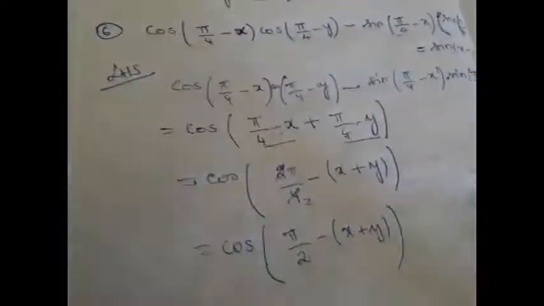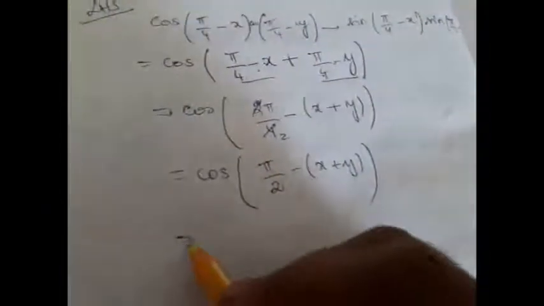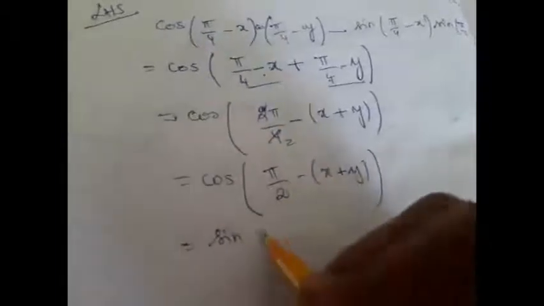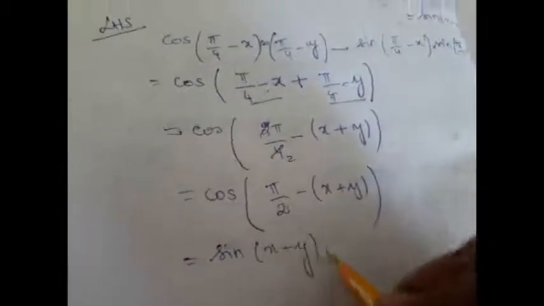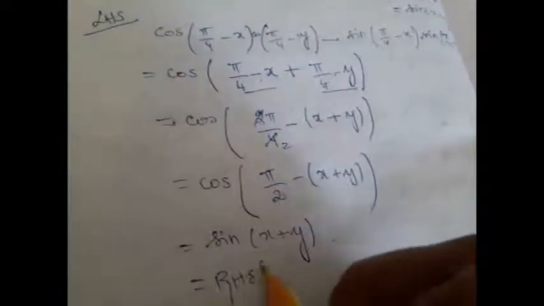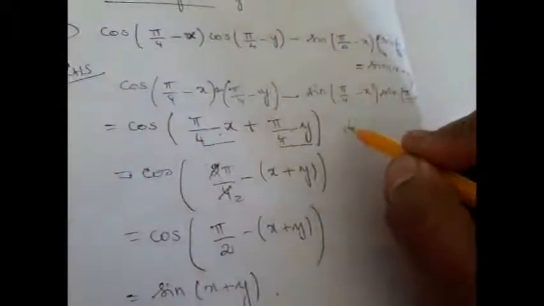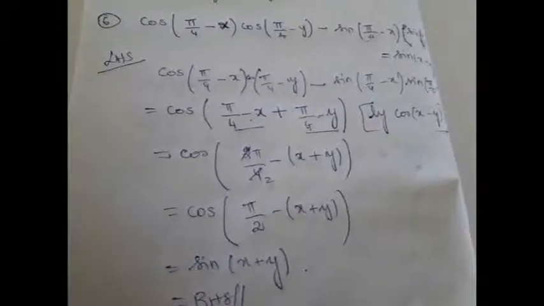What is cos of 90 minus theta? It is sin theta. So this will become sin of x plus y. This is what we needed to prove, which is equal to our right hand side. Hence proved. So we got the answer easily. It depends on identifying your identity. You have to write that this is by the cos x minus y identity. Hope you understood. Let us move on to the next question.